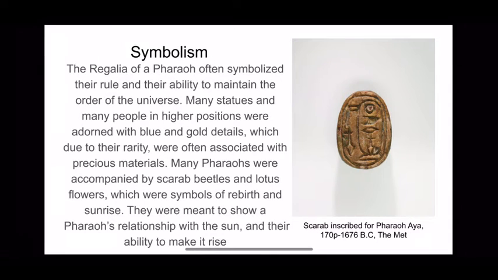The regalia of a pharaoh often symbolized their rule and their ability to maintain the order of the universe. Many statues and many people in higher positions were adorned with blue and gold details, which, due to their rarity, were often associated with precious materials. Many pharaohs were accompanied by scarab beetles and lotus flowers, which were symbols of rebirth and sunrise. They were meant to show a pharaoh's relationship with the sun and their ability to make it rise.